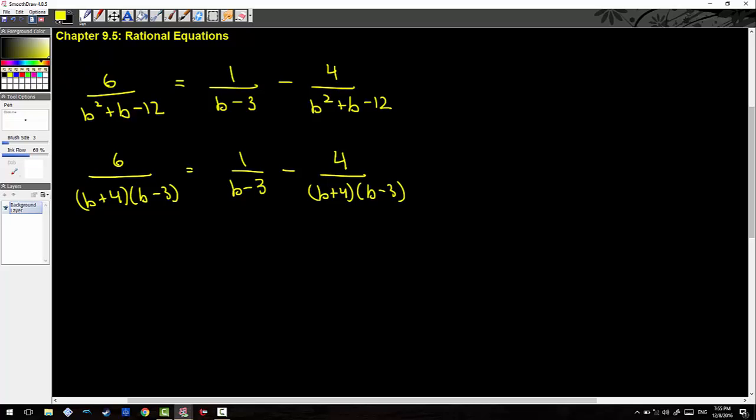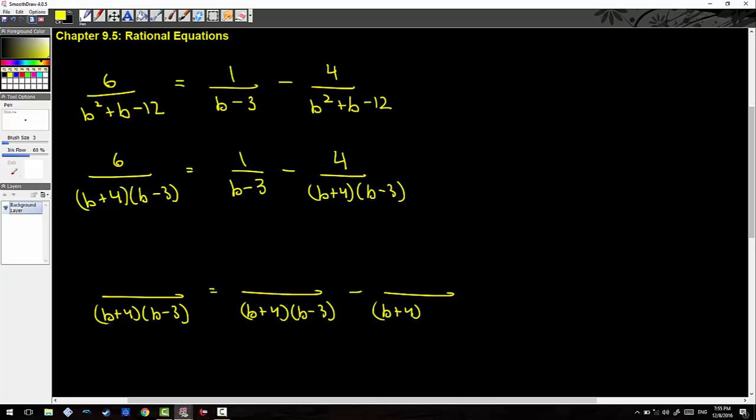Alright, so what's the common denominator here? Well, it's clearly the b plus 4 and the b minus 3, right? Cool. Now, I almost forgot, I will not forget, the domain. What can't b equal? Well, it looks like b can't equal negative 4 or positive 3. If I get one of those, then I have to disregard that answer.